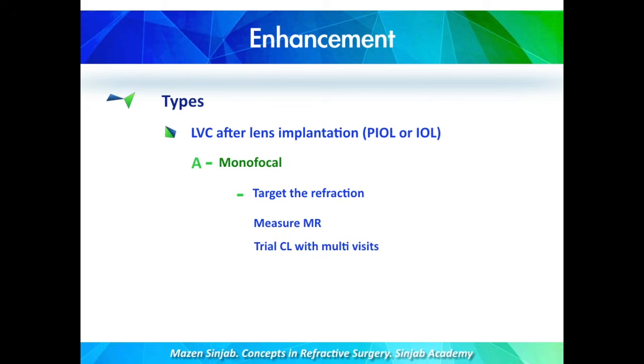We have to give the patient a trial contact lens and let him come to us in multiple visits in order to adjust the power that the patient is happy with, and then let the patient share in the decision on what power he is okay with. After that, we will decide whether to go for conventional or customized laser treatment by measuring the manifest refraction and measuring the high order aberrations. This is for the monofocal lenses.